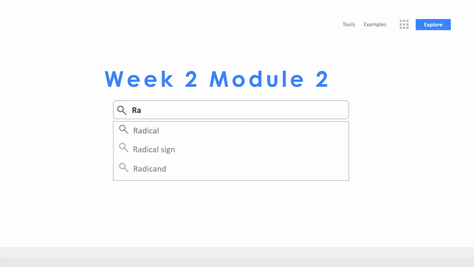So for our week 2, module 2, it is about the radicals, and here we will encounter words such as the radical sign and the radicand.